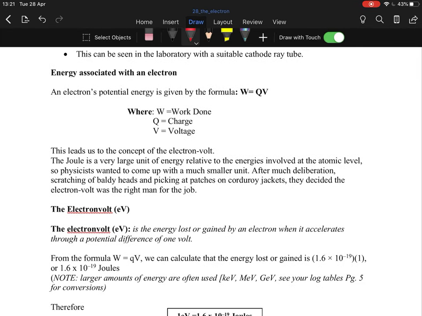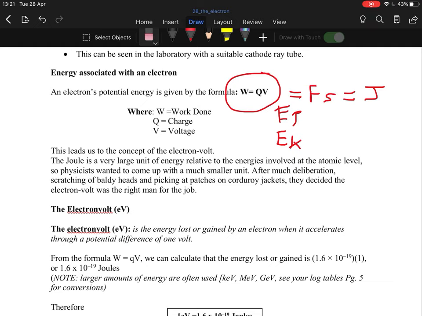So what does this lead us to? The energy associated with the electron is this equation here. W equals QV, or work done equals charge times voltage, and work done also equals, if you remember from mechanics, force times displacement. Work done is also in joules, so what else does it equal? The work done also equals potential energy, kinetic energy. So work done equals force times displacement equals joules, which equals potential energy, kinetic energy, which equals QV.